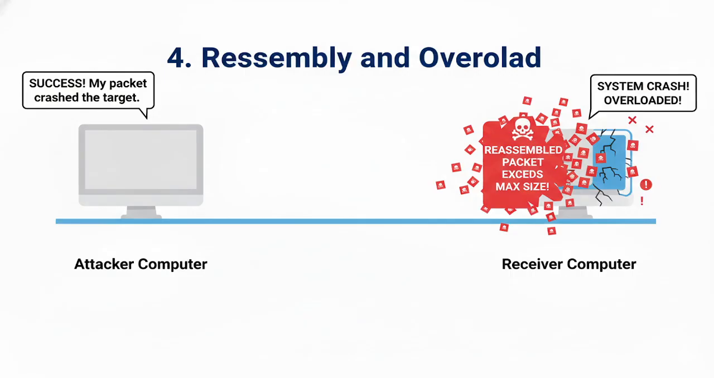The receiver computer has tried its best to reassemble the numerous fragments. However, it is confronted with a reconstructed packet that exceeds the maximum size. This invalid data fundamentally breaks the system's ability to process network traffic correctly. The strain on the receiver computer's resources is immense. It's unable to handle the oversized and malformed reassembled packet, leading to a complete system failure. We see a system crash overloaded message visually depicting the denial of service and the severe impact of this protocol level attack.